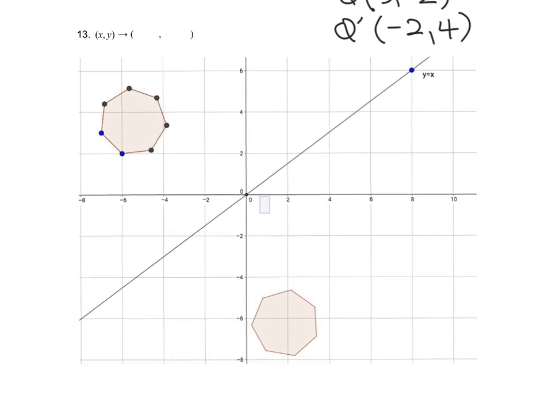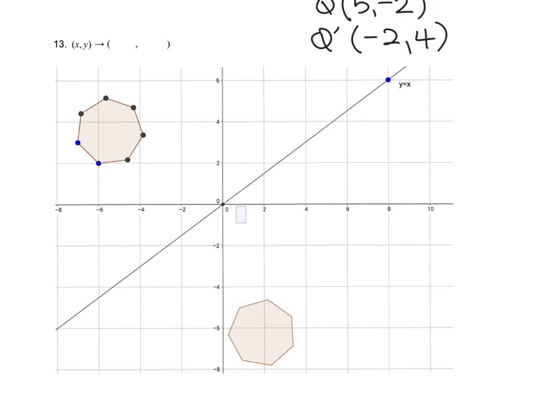Last example, it's kind of given to you what we have for our reflection here, because we've drawn the line y equals x, and we've taken our original octagon and reflected it over to get the new one. When you reflect across the line y equals x, you just switch x and y. So it becomes (y, x).